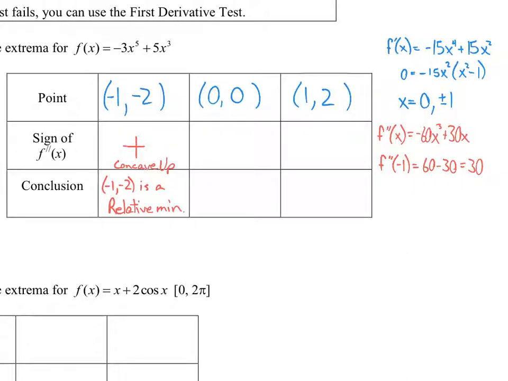Okay? So I'm going to do the same thing with f double prime of 0. And I actually get 0. So this fails, right? We'd have to use the first derivative test.